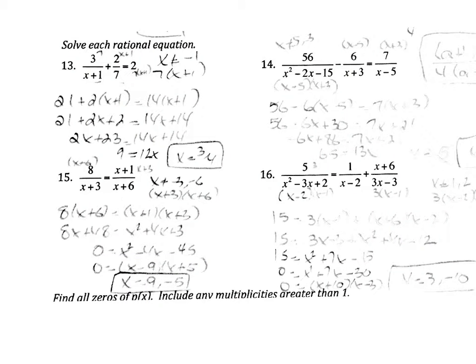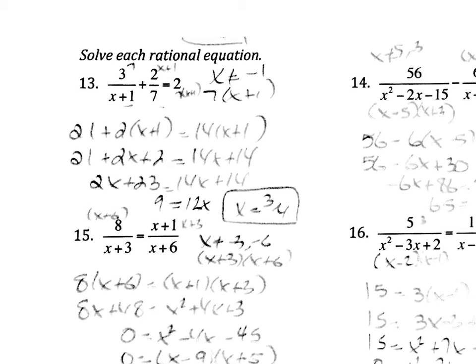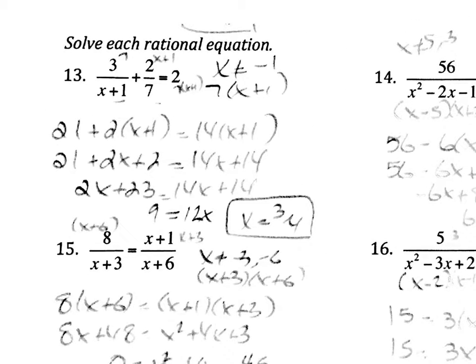All right, 13 through 16 is what we did today. For 13, remember to tell what x cannot equal. It cannot equal -1. And also find your LCD, which is 7 and x plus 1. So I multiplied everything up there by, oh, what's it missing?